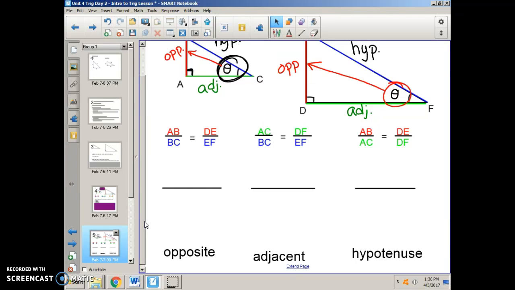Okay? For my first one, AB and DE are both the opposite side. We just named that in the picture. BC and EF, the ones in blue in my fractions, are both the hypotenuse. That's why I can make these fractions, is because they're corresponding parts. Okay? Well, what would go in the second fraction? Type that off to the side. Is it opposite, adjacent, hypotenuse? What would that fraction look like? What over what? Go ahead and do that real quick.